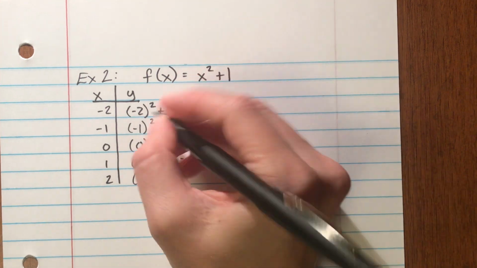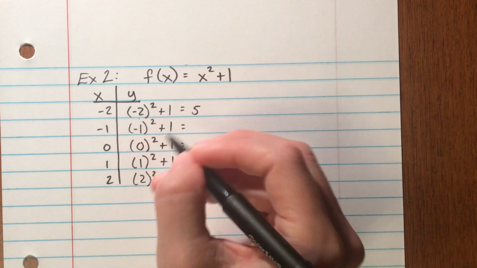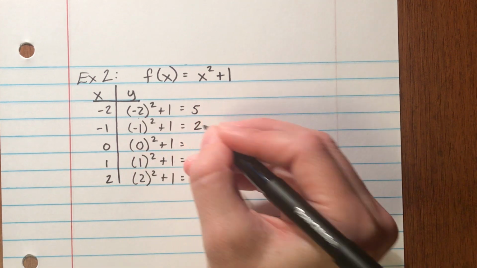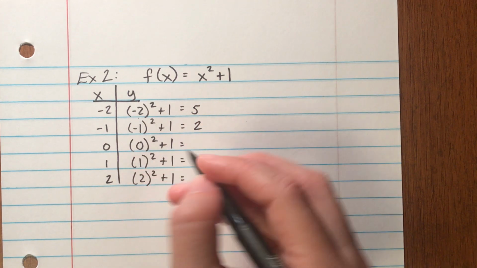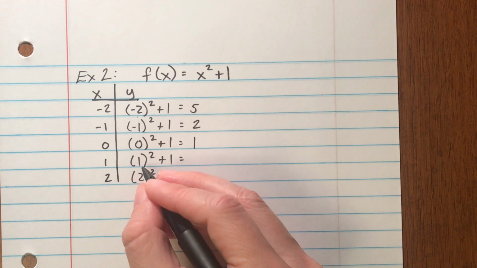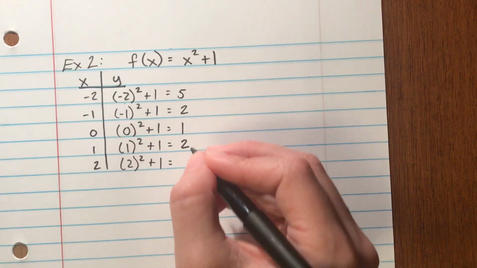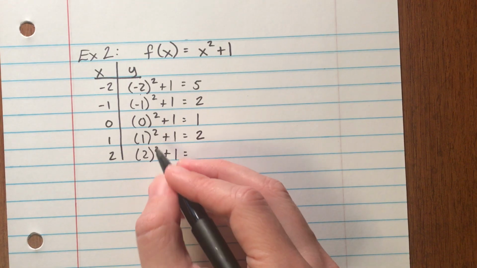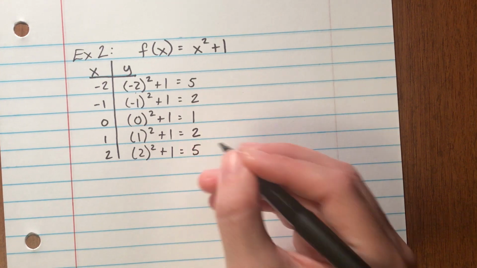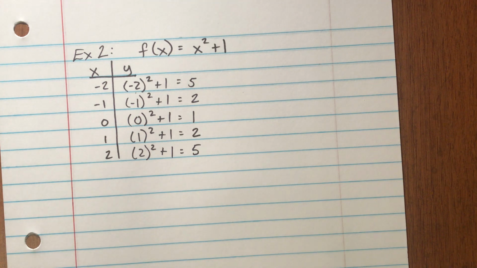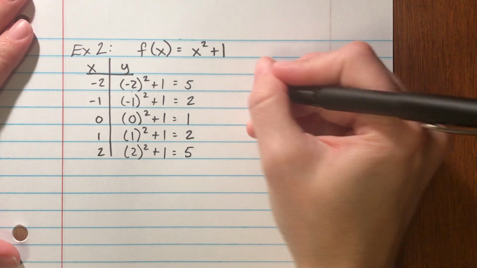The answers here actually come out to be 5. That's 4 plus 1. 1 plus 1 is 2. 0 squared is 0, plus 1 is 1. 1 squared is 1, plus 1 is, again, 2. And 2 squared, again, is 4, plus 1 is 5. And so we get our output values for our table. Now we're going to draw our mapping.